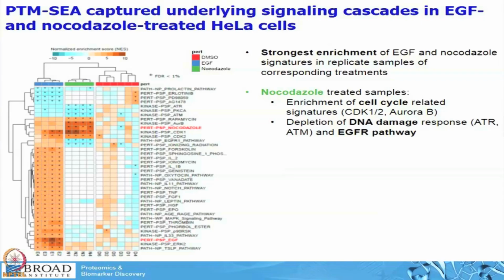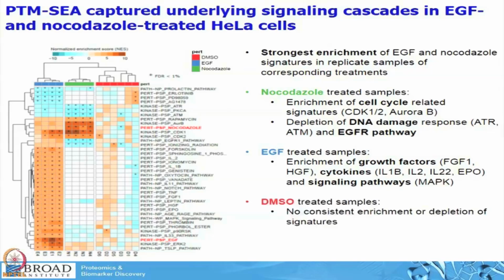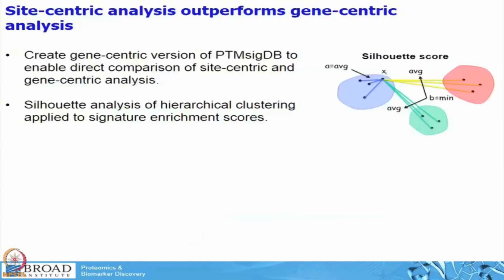And luckily we see that for nocodazole, in green, the highest enrichment is actually observed in the nocodazole-treated samples. That's a good thing, and the same is true for EGF. And also in the control sample, we don't see any consistent enrichment. So this was our global approach to prove that we are on a good track.